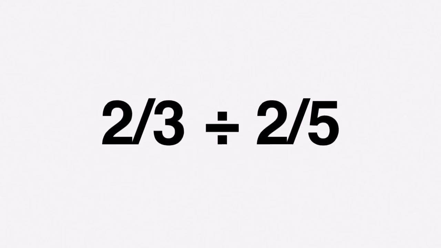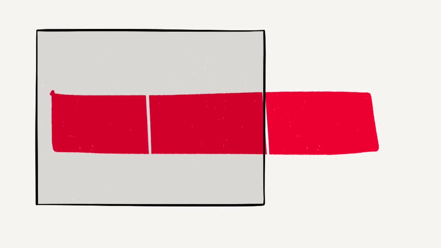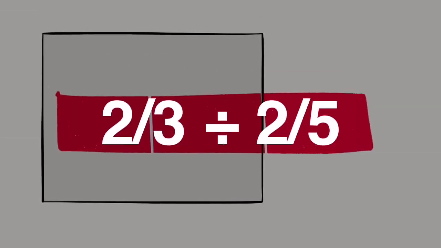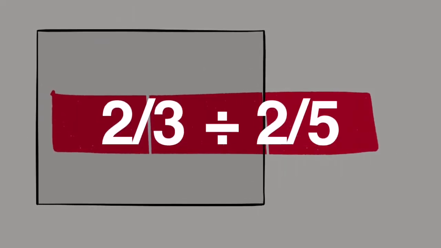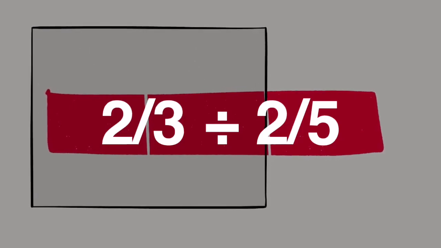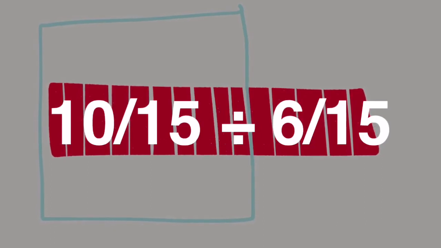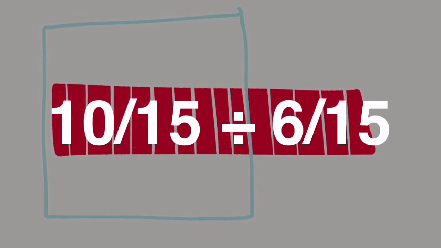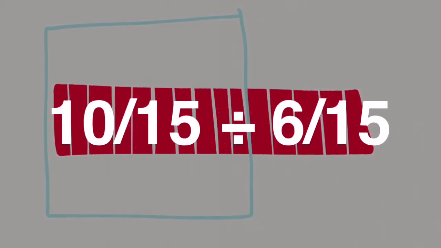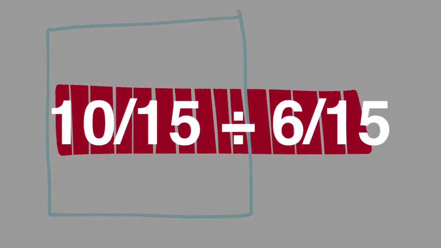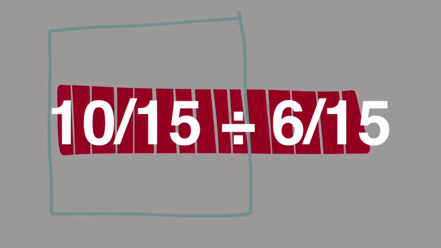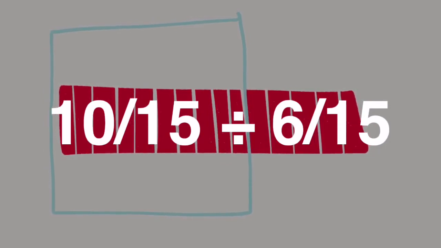How about this? 2/3 divided by 2/5. I can draw my 2/3 right here. And now I need to divide this into groups of 2/5. But I don't see fifths, I only see thirds. So we're going to change these fractions so that they have the same amount of parts that make a whole. And to do that, I had to multiply the first one by 5 to get 15, and multiply my second fraction by 3 to get 15 as well. That was the closest common denominator between these two fractions.